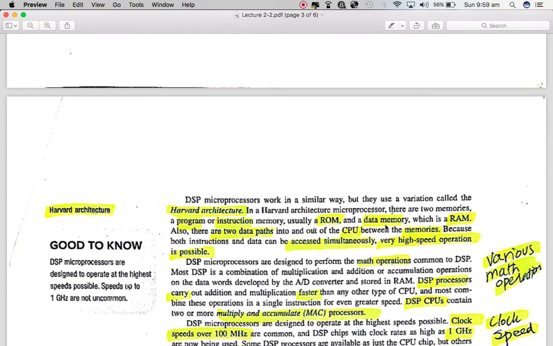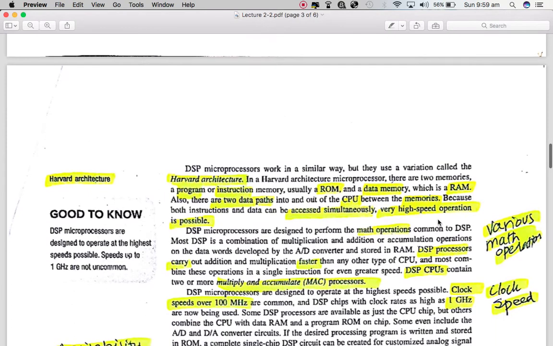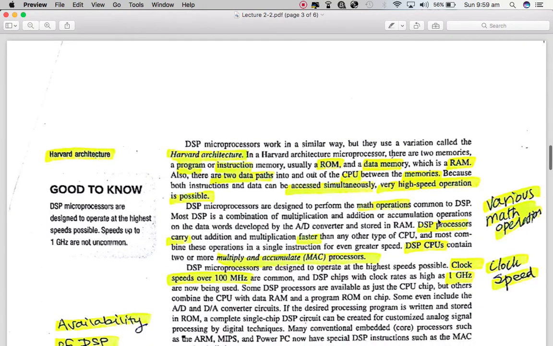The ROM is storing the instructions of the computer, and the data is coming in the RAM, and we have a processor which is performing simultaneous operations, getting the instructions from the ROM and applying them on the data in the RAM simultaneously, and we can have real-time and high-speed applications possible in those kinds of DSP processors, which are following nowadays the Harvard architecture.